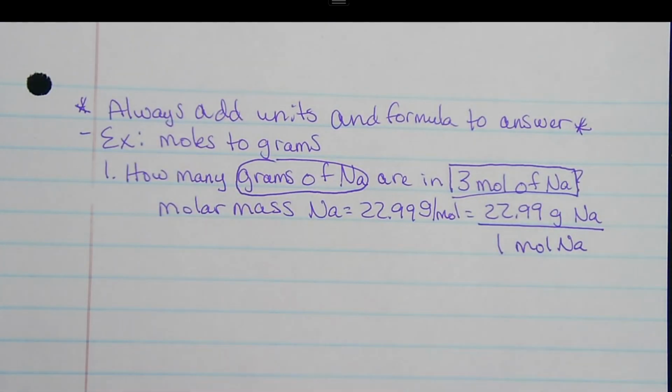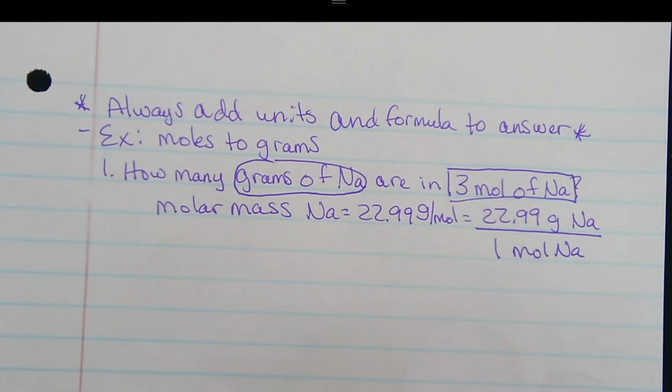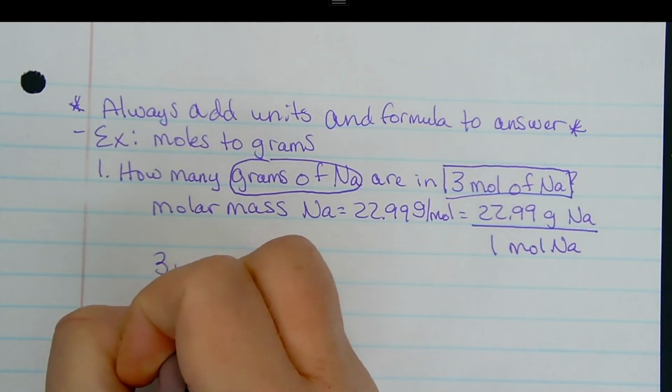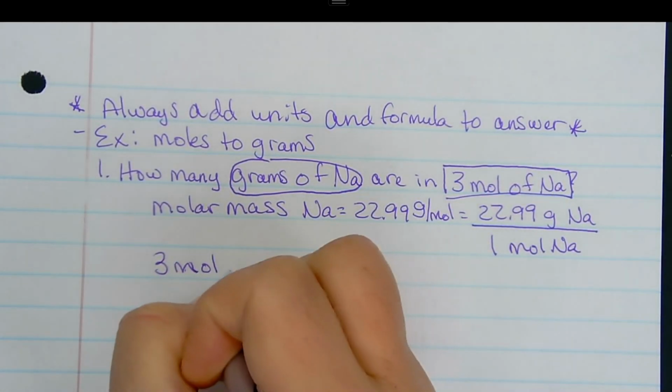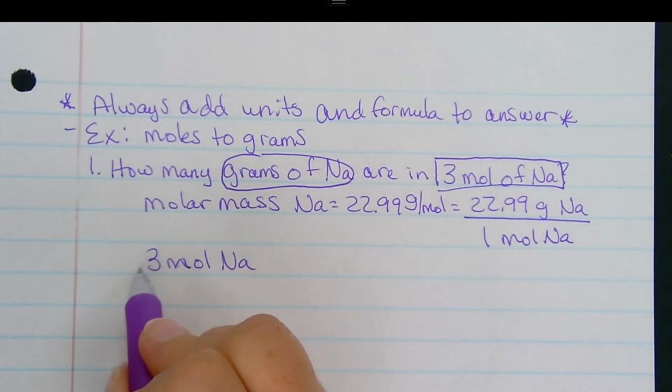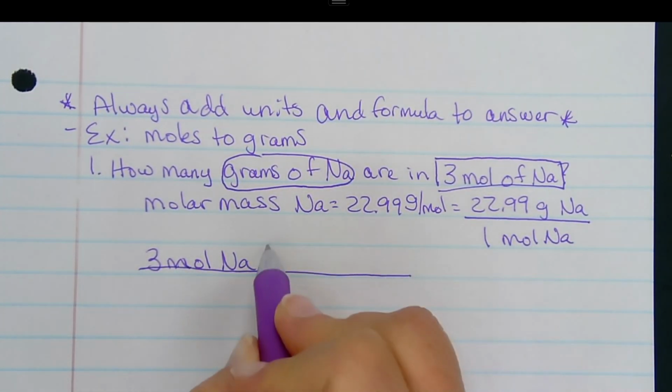Okay? If we need more than that, that's when we have to calculate the molar mass and do a conversion to find out how much it is. Okay, like we're doing now. All right. So our next step is we're going to write our given. So we're just going to copy this down. So 3 moles of sodium. That's our next step. We're going to create our train tracks.